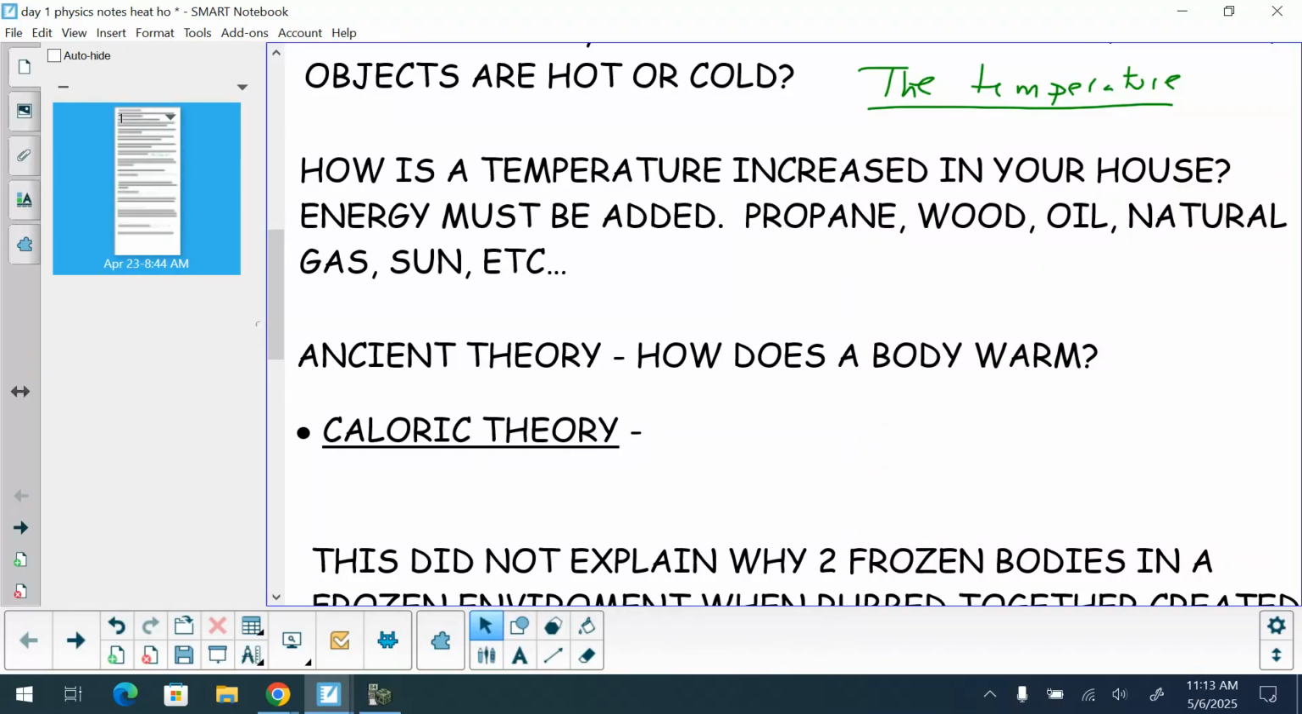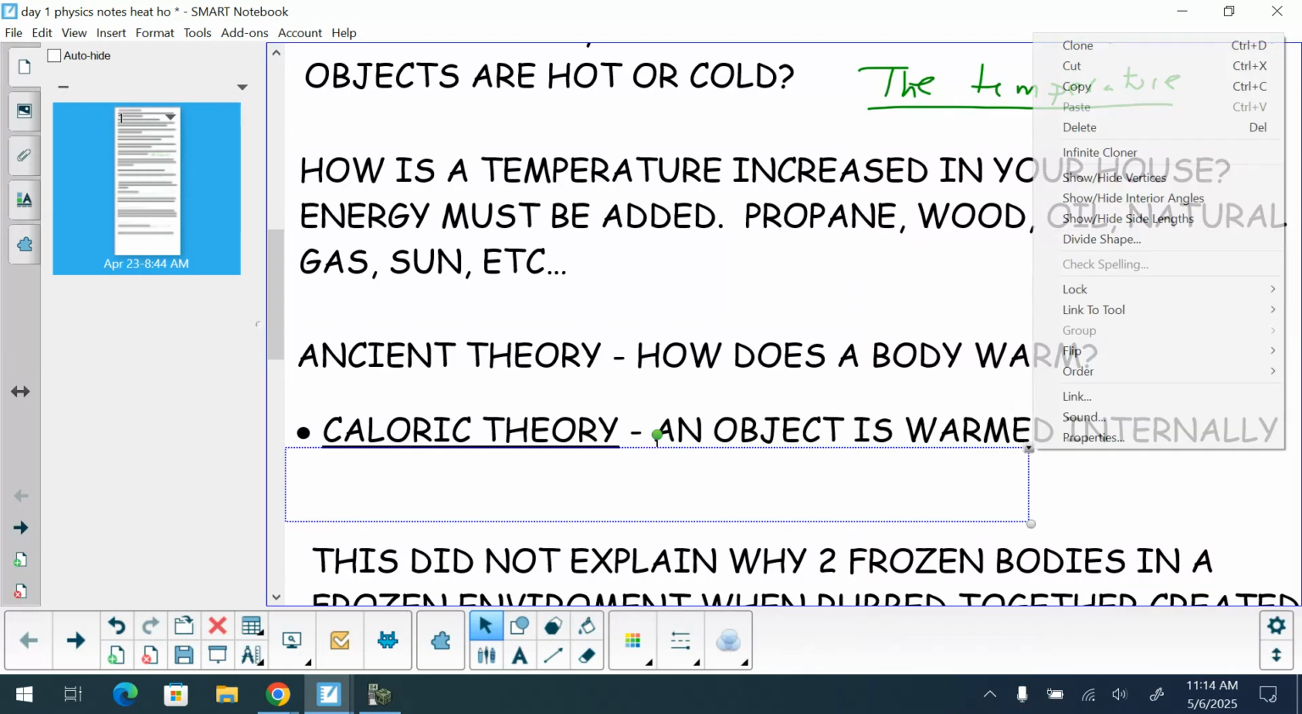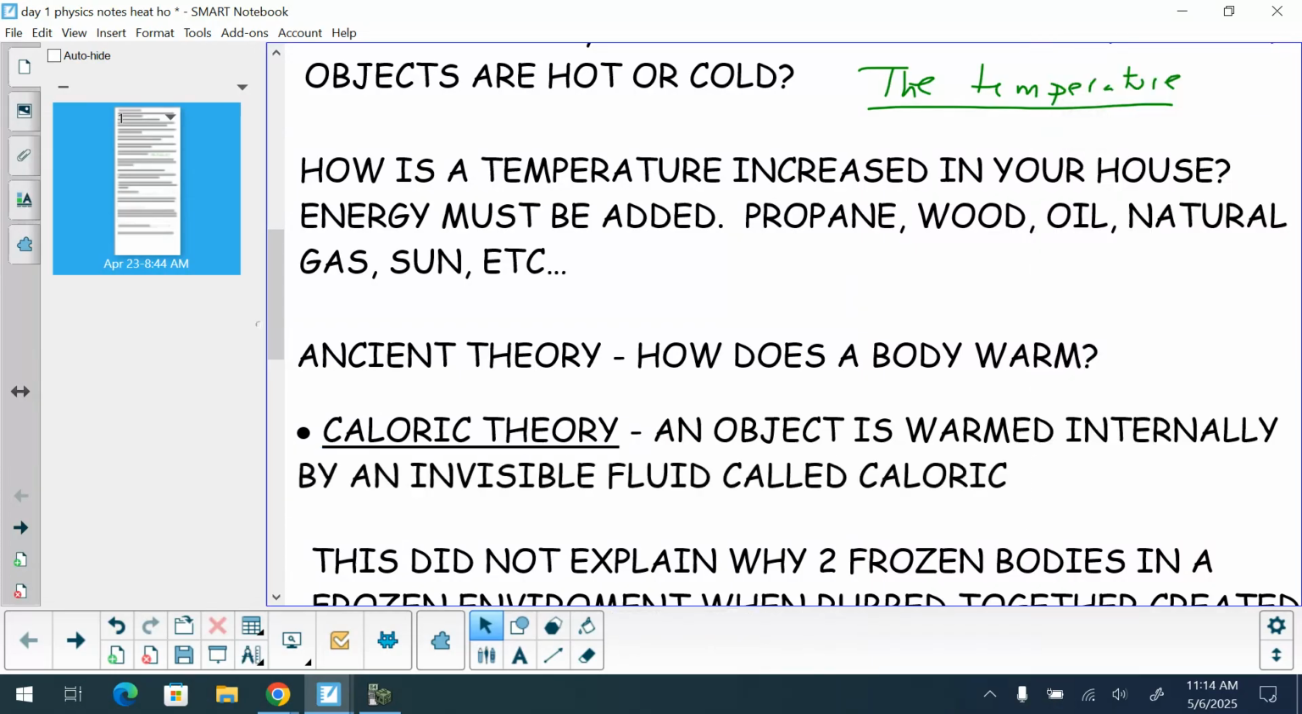Well, the ancient theory of how a body warms. Okay? How does a body warm? How do you get a body warmer? How does an ice cube go from ice to water? Well, it has to increase in its temperature. Okay? But what are the thermal properties behind that idea? Well, the ancient way of dealing with this is what is called caloric theory. The caloric theory: an object is warmed internally by an invisible fluid called caloric.